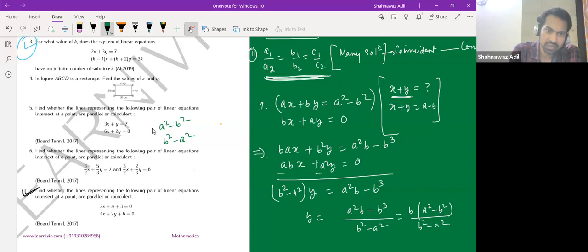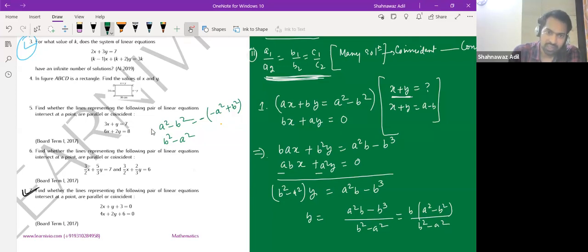So if I take a negative common from this, what will I get? This would be... am I correct? If I am correct, please tell. So Abir, Amira, Hashid, and Shresh, am I correct? Yes, sir. If I put this minus inside, this would be a square and this would be minus b square. Correct, Abir? Understood? Yes, sir.